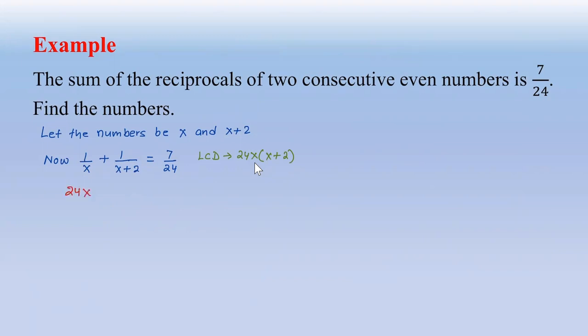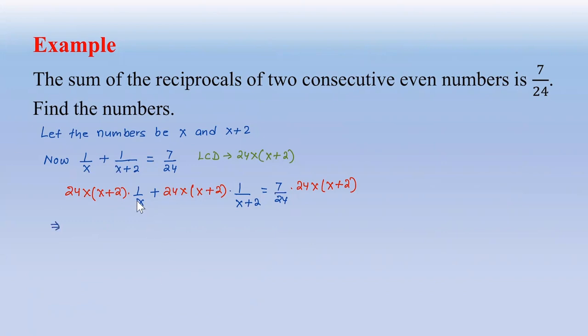24x times x plus 2 multiplied to the first term, which is 1 over x, and then plus, we have to multiply the second term by the same, 24x times x plus 2. That is multiplied to the second term, so times 1 over x plus 2, equal to 7 over 24. We have to multiply that by the LCD, which is 24x times x plus 2, because by doing this, all denominators will vanish. So in the next step, you will see that you will not have any denominator.